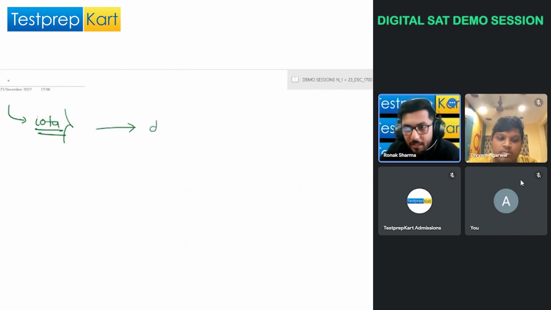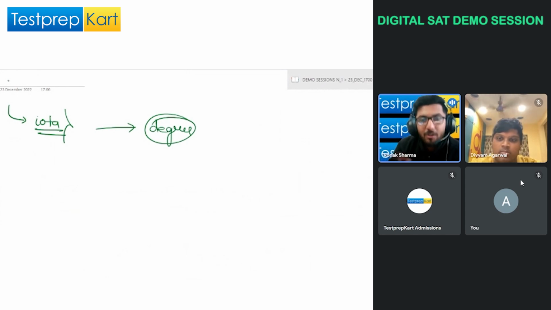What was that? If you have heard of the term degree, degree for any equation is basically the highest power of the variable. Like for a quadratic equation, degree is 2, right? For a cubic equation, degree is 3. But degree is just a number. What is the application of that? Applications are two. One is that it tells you the nature.